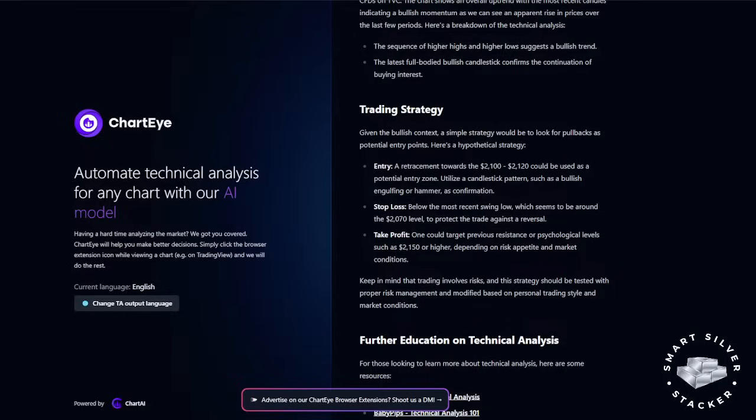And finally, they say a take-profit strategy here. One could target previous resistance or psychological levels, such as 2150 or higher, depending on risk appetite and market conditions. So that's where they're saying you could take your profit if you do get in following a retracement. I personally would say if you see a pullback to 2100 and then you sell at 2150, you're probably missing out on some potential gains there, but that's just me. It says, keep in mind trading involves risks, and this strategy should be tested with proper risk management.